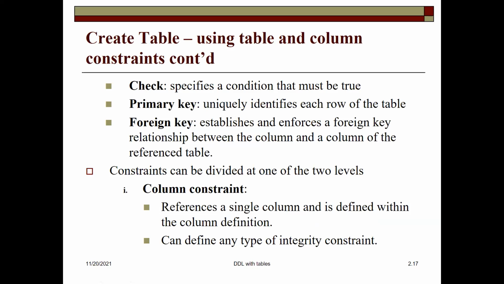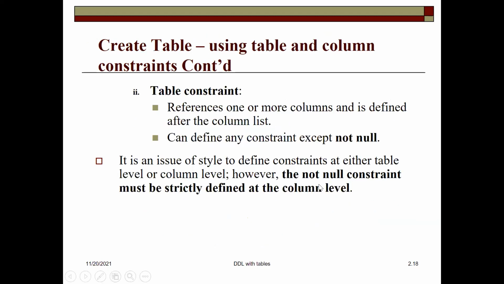So let me first shift this up. They are saying that a column constraint references a single column and is defined within a column definition. It can define any type of identity constraint. And then at the table level, it references one or more columns and is defined after the column list.